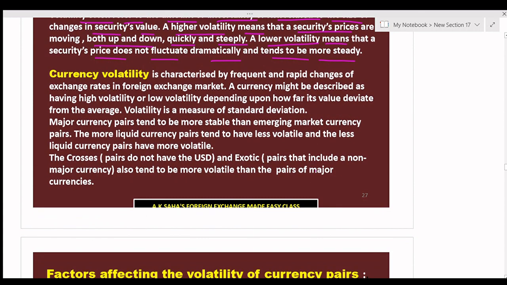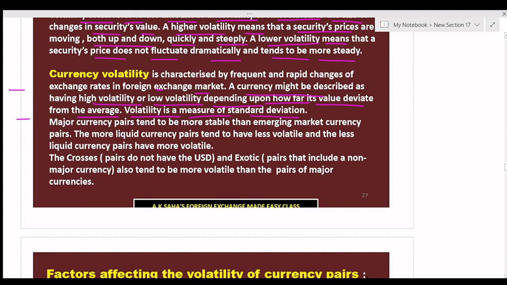Now comes currency volatility, which is characterized by frequent and rapid changes of exchange rates in the foreign exchange market. A currency might be described as having high volatility or low volatility depending upon how far its value deviates from the average. Volatility is a measure of standard deviation.